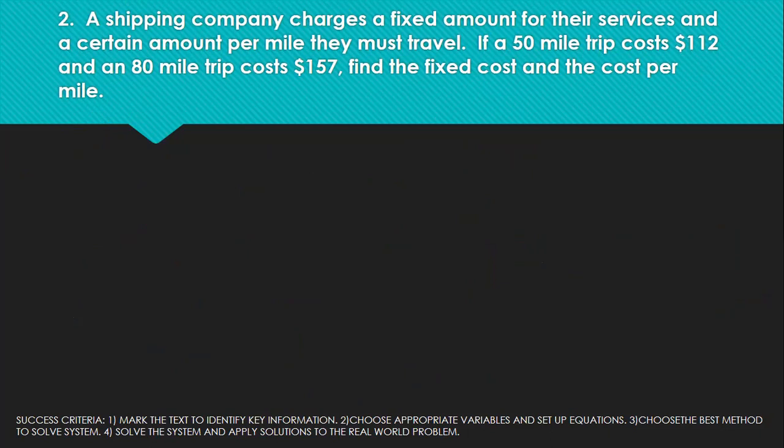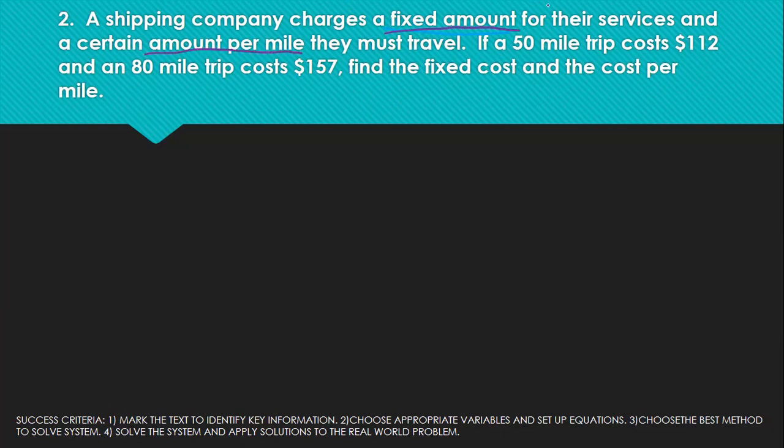So if you look here, it says a shipping company charges a fixed amount for their services and a certain amount per mile they must travel. If a 50-mile trip costs $112 and an 80-mile trip costs $157, find the fixed cost and the cost per mile, okay? So key things here, when we go back and read, we have a fixed amount, and we have an amount per mile.